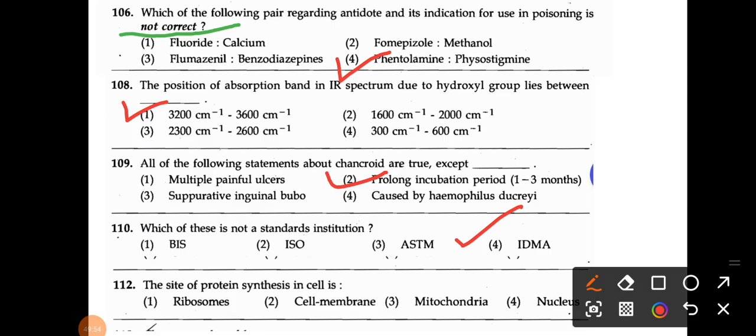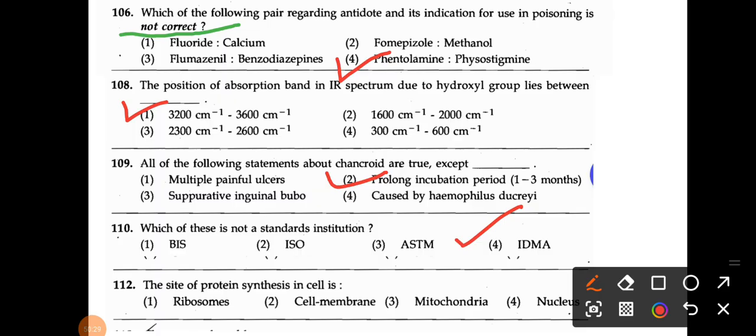The site of protein synthesis in cell. That question is from your biochemistry. So biochemistry is also very important. At least you have to cover the first 5 to 6 topics, like your cell, vitamins, enzymes, nucleic acids and DNA, amino acids, and carbohydrates. At least the basics of all these topics you have to remember. These questions are very, very basic, right? So you have to go through the biochemistry first 5 to 6 topics.